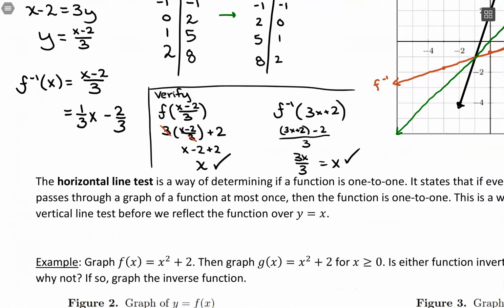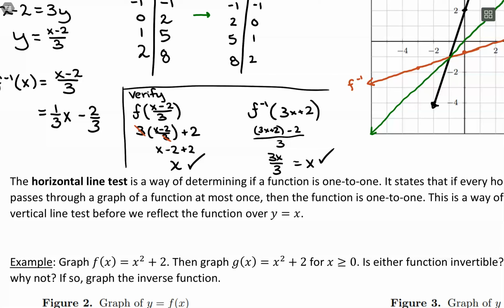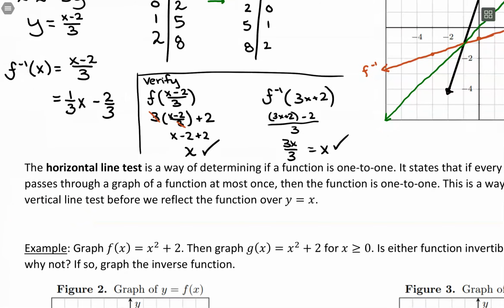Alright, so the horizontal line test is a way to determine that the function's one-to-one. So what we're going to do is think about every possible horizontal line, and we should only be crossing once. Then what we have is we'll reflect over y equals x to get the inverse function. Let's talk about in this next example how vertical line test comes through.